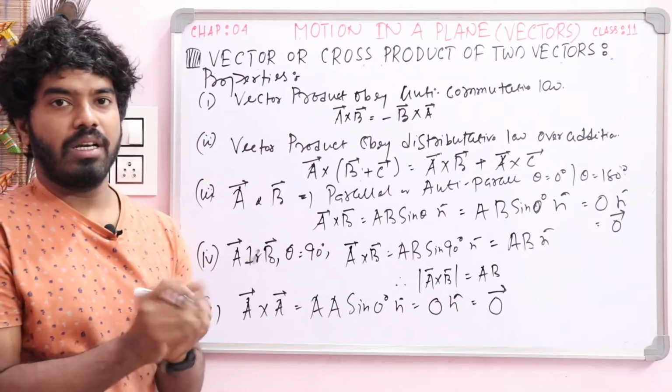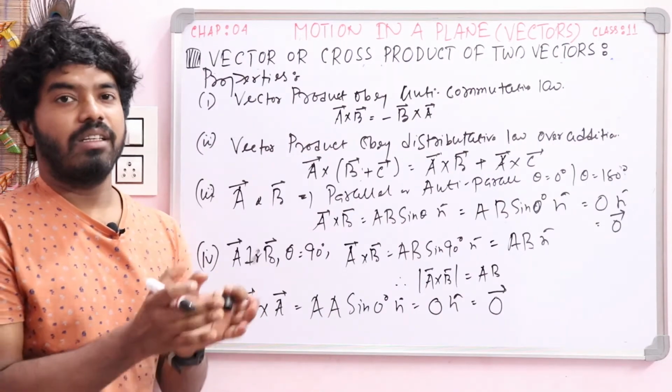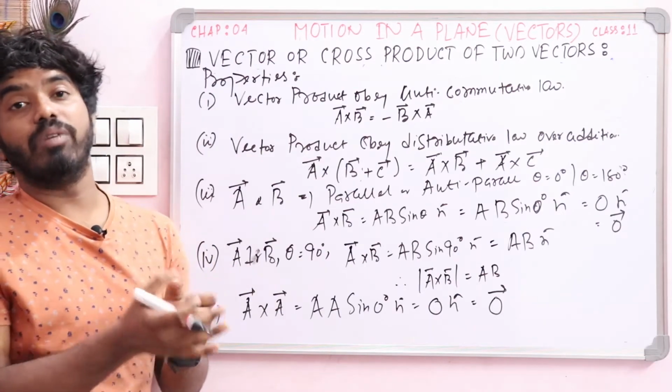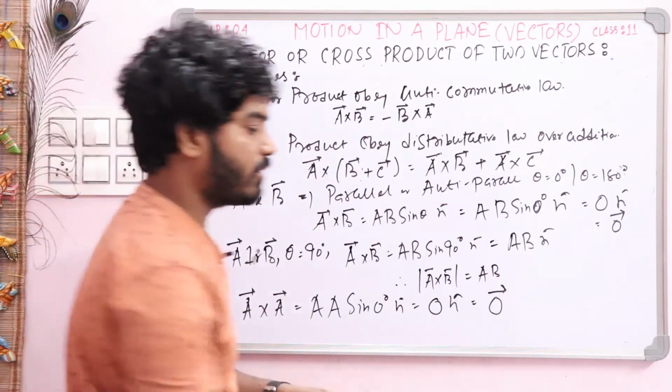Now we will learn an important part, that is the multiplication, the cross product of orthogonal unit vectors. Okay, write it.